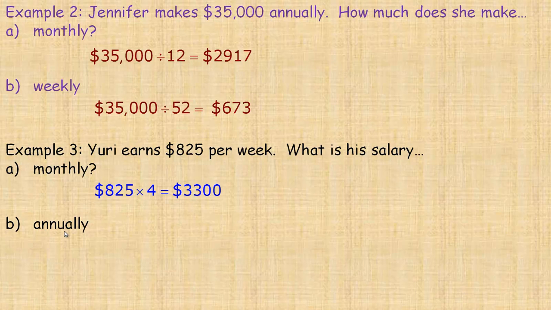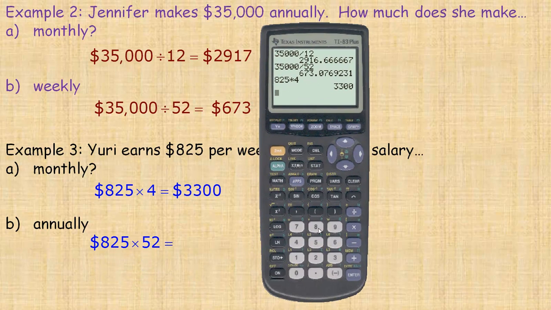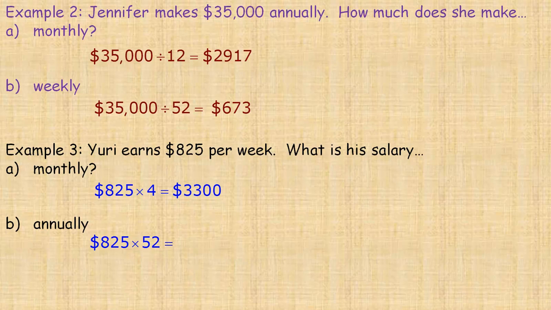Now annually, or for an entire year, again, $825 per week. Remember, there's 52 of these weeks in a year. So we would take the 825 and multiply it by 52. So 825 times 52. So he would be making about $42,900 for a year. And that's the end of the tutorial.